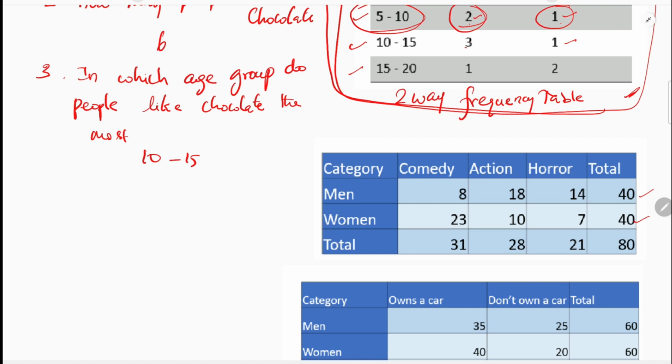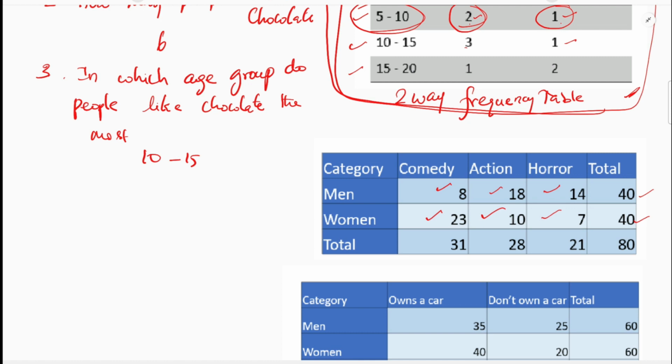On the genre of movie they would choose to watch, the following responses are recorded. 8 men prefer to watch comedy movies, 18 action, and 14 horror, and in the women category 23 like comedy movies, 10 like action movies, and the rest like horror movies, and we have just recorded it like this.